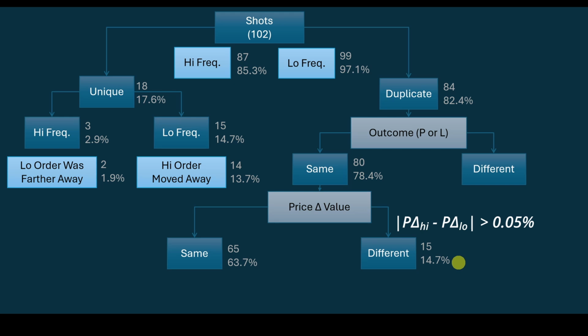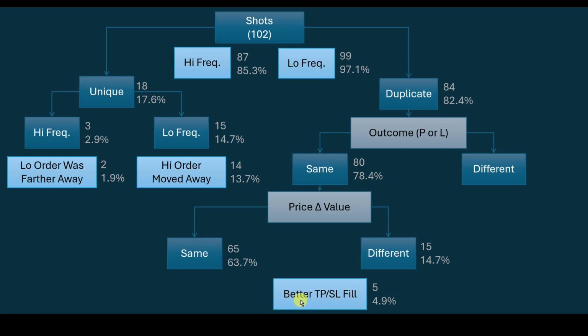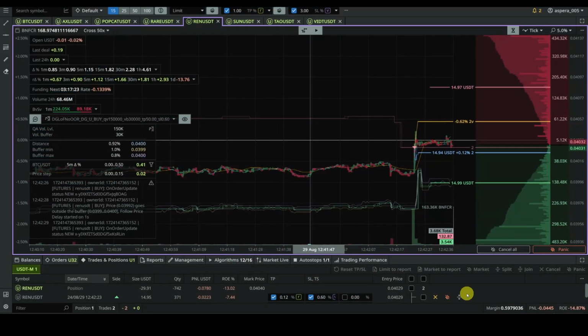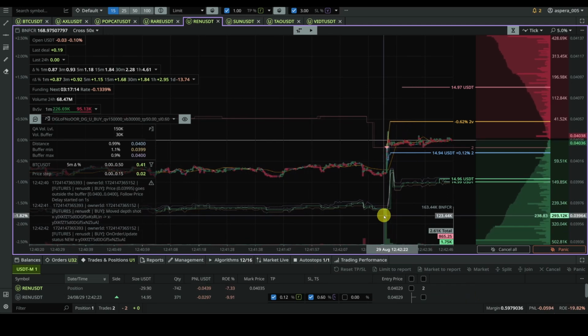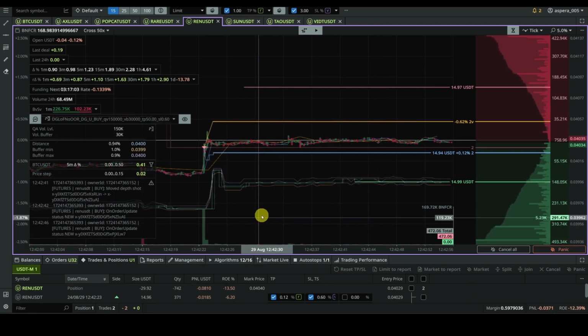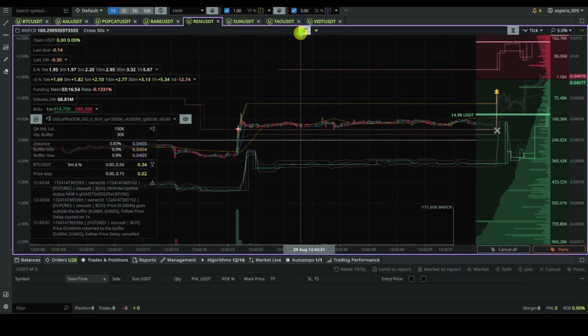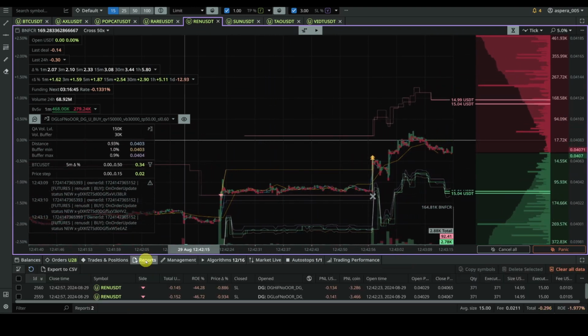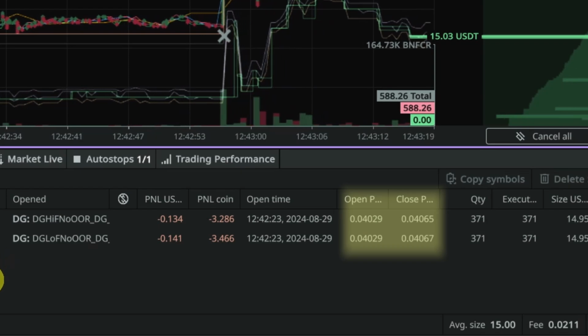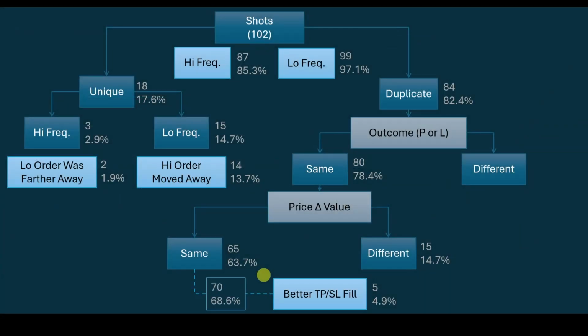What could be the reasons? First, I've noticed that in 5 cases, it was simply a matter of take profit or stop loss being better filled, like here. Both positions are opened at exactly the same point, and the result has nothing to do with the frequency parameter we are investigating, and it's just a function of how the exchange fills orders. In fact, we can join these 2 categories and say that 68.6% of the time, the algos performed exactly the same insofar as they had any direct control over what's happening.